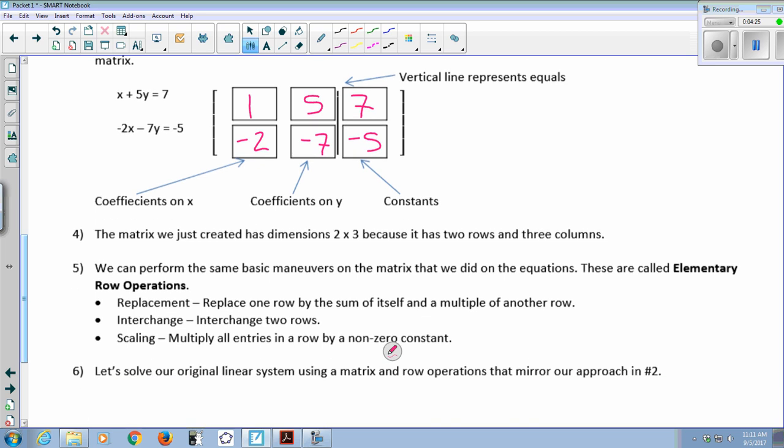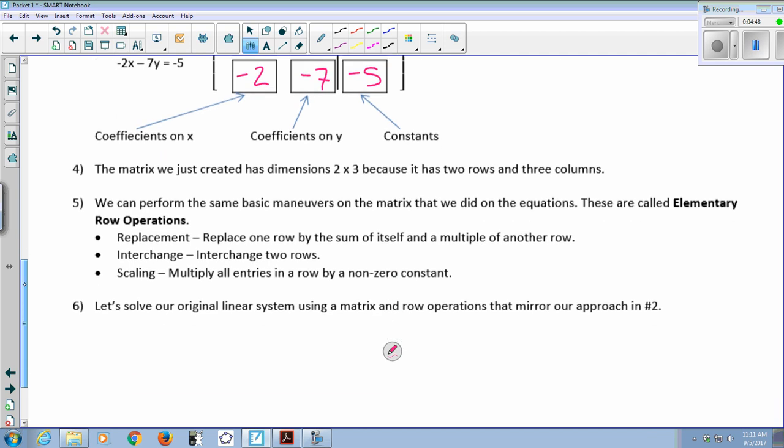So that matrix we just created, we call it a 2 by 3 matrix because it has 2 rows and 3 columns. And you always do rows by columns. You can remember like remote control, just a little mnemonic to remember, always rows, columns. So this has 2 rows, 1, 2, and 3 columns, 1, 2, 3.